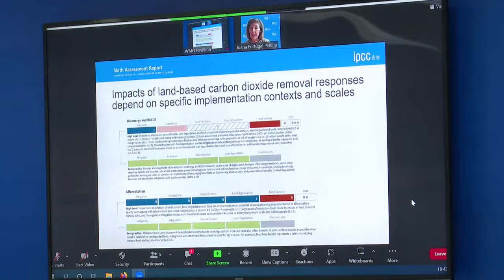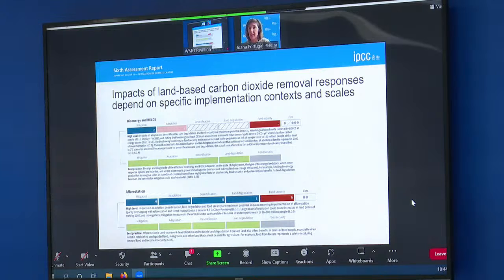So what you see here in these two bars, the upper one for bioenergy with BECCS and afforestation, implies the interlinkages, co-benefits and potential trade-off effects of large-scale implementation of bioenergy and afforestation, and the clear potential impacts in terms of adaptation, desertification, land degradation, and negative impacts for food security that are highlighted in red here.